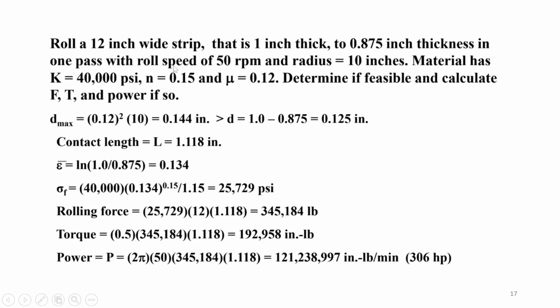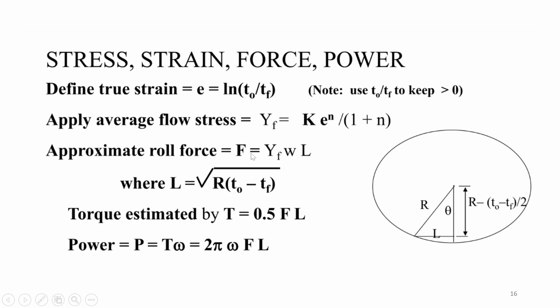For example, in some questions you will be given the value of n such as 0.15, and mu is your coefficient of friction, so this will also be given. Here you are given a roll force, which you can figure out using this formula. L is contact length, and there are also formulas for torque and power. First you have to find the initial strain and flow stress. Using these you can find the final power and torque.